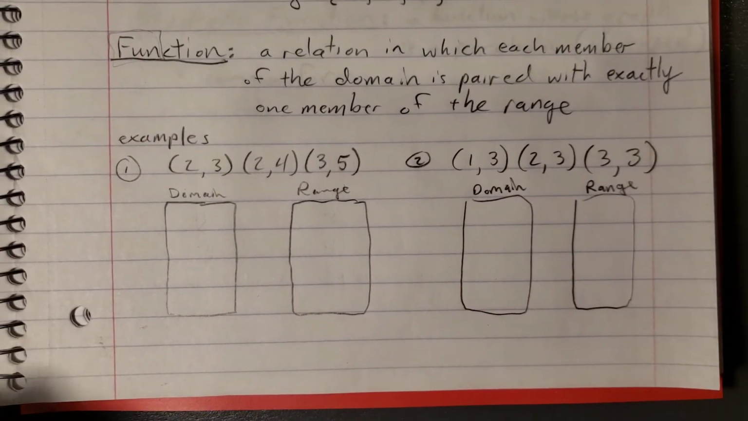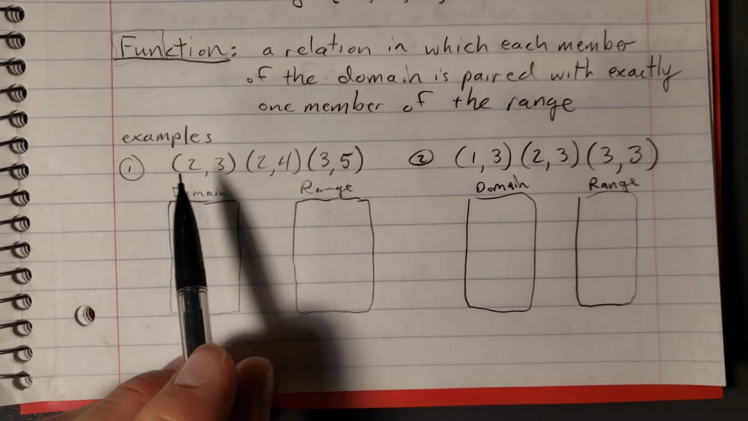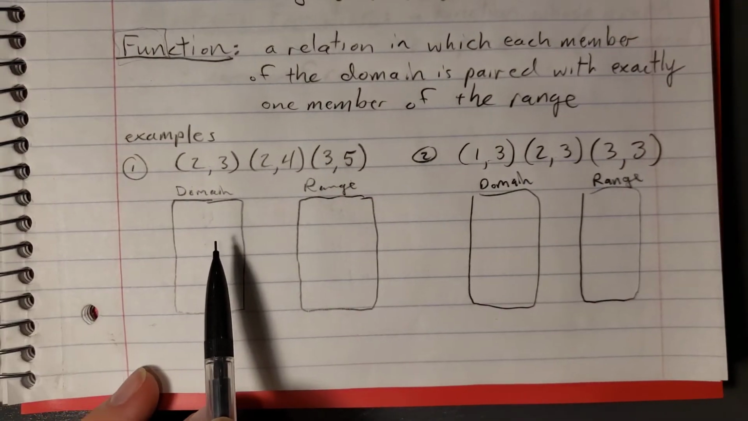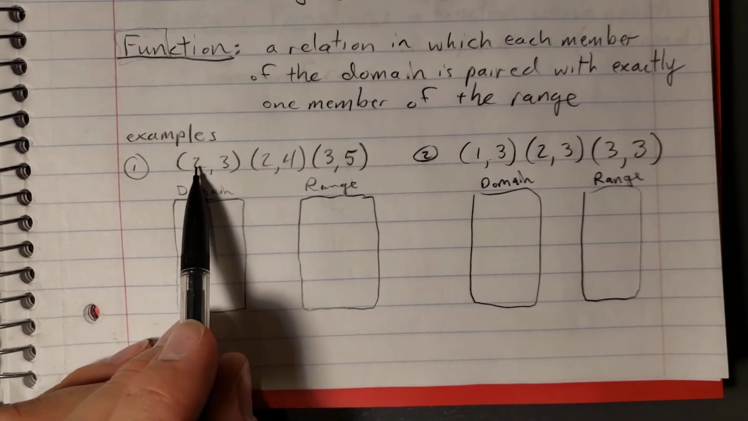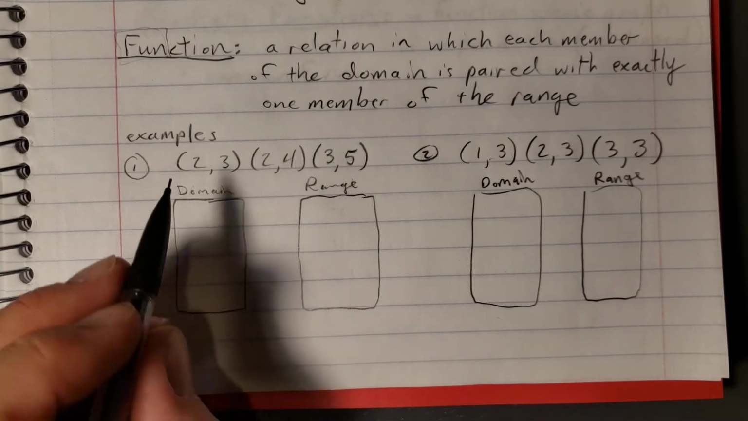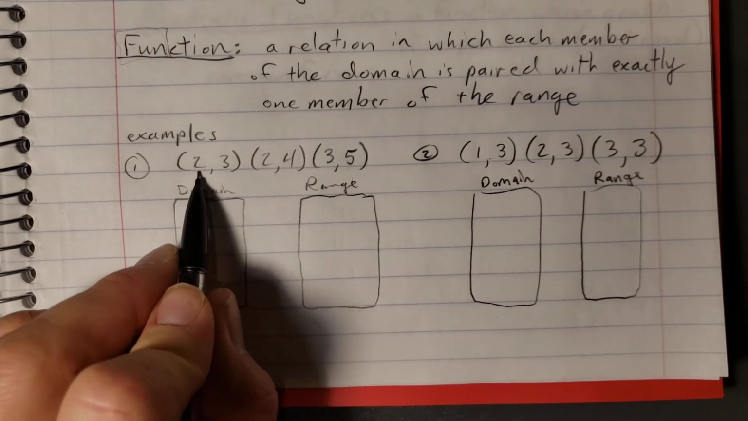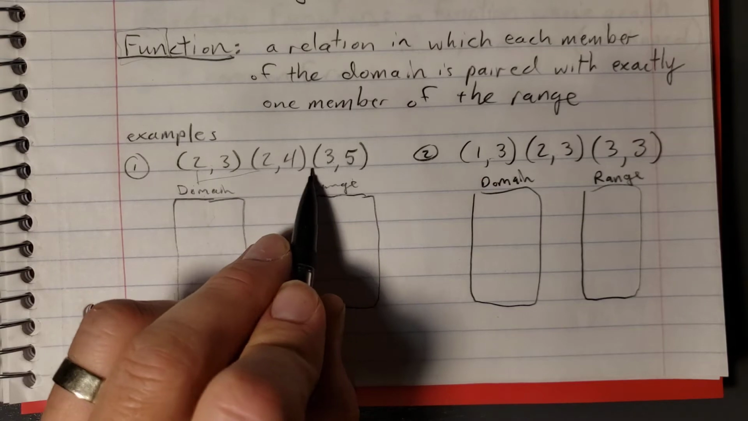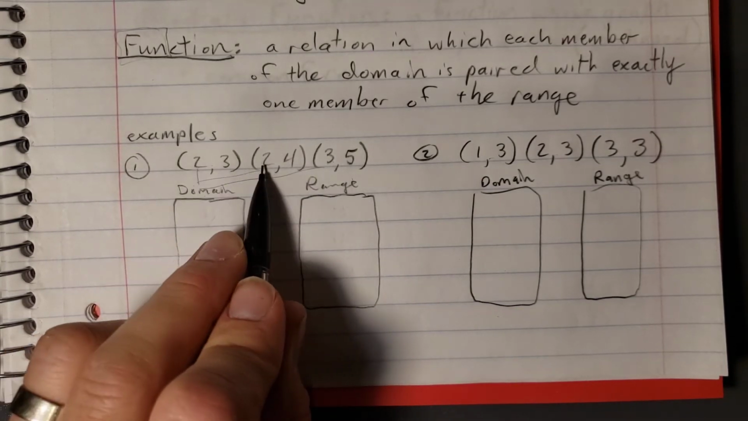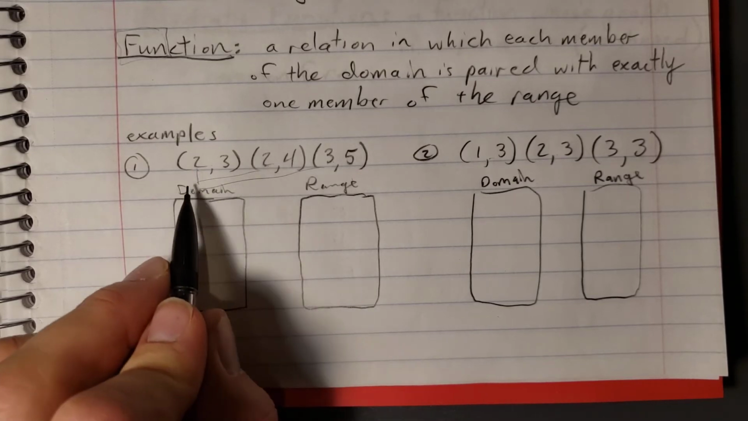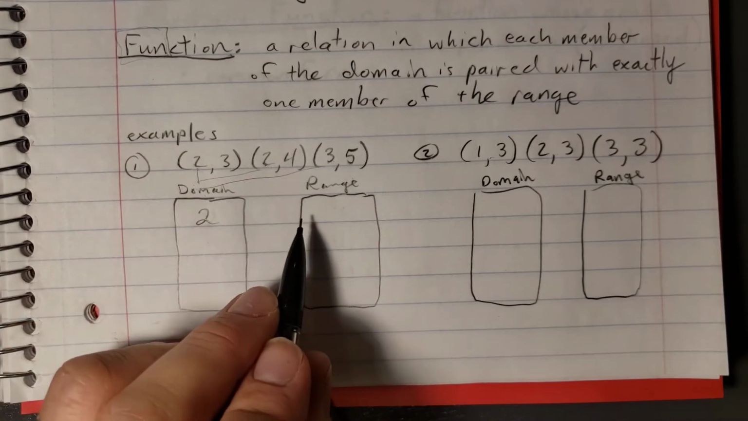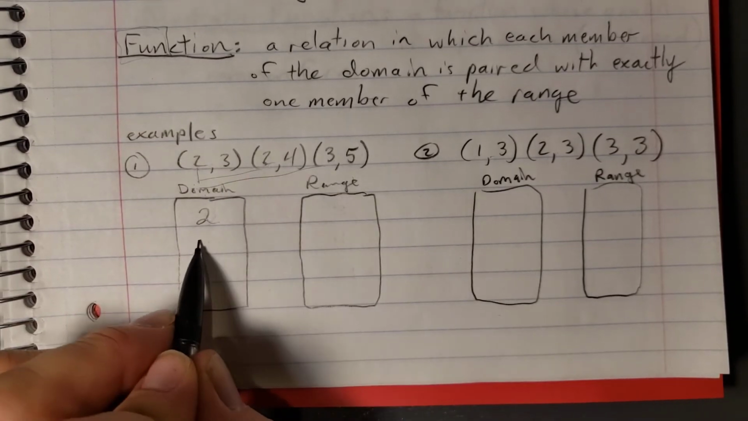So let's do a little practice with functions here. We'll test these relations. Here's a relation, here's another relation. We're going to make a mapping diagram to see if each member of the domain is only paired with one member from the range. We're going to write our domain first. We only have to write them once if they are repeated. So we see a domain value repeated here. So that's going to just be 2, even though it's written twice in our relation. And then we have a 3.